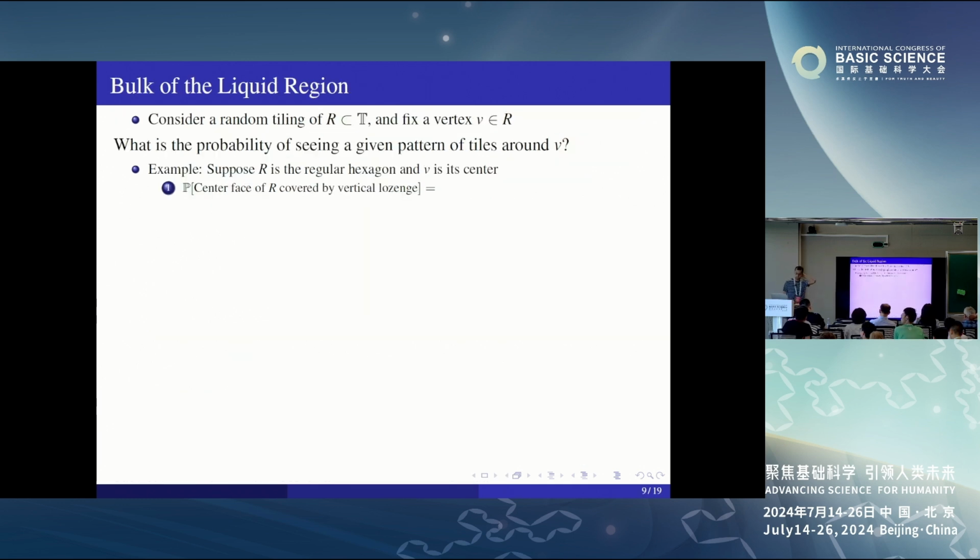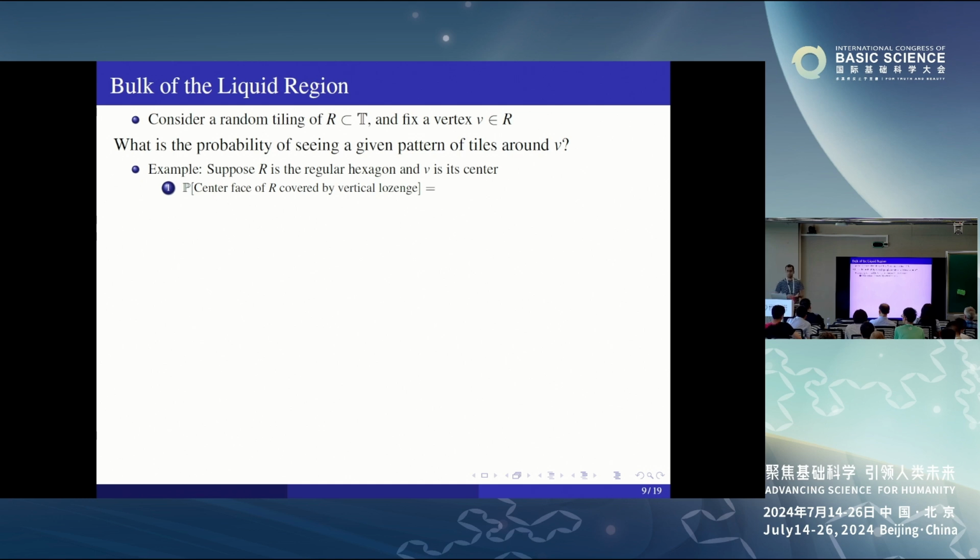Now let me go back to my original goal of understanding the local behavior of these models. So let me set up the problem, or set up at least a baby case that will give you some sense of what we're talking about. Again, we'll take some domain R of the triangular lattice, and we'll fix a vertex V inside of R. And the basic question is, what is the probability of seeing a given pattern of tiles around V? As a basic example, imagine that R is a regular hexagon, and let's say that V is its center.